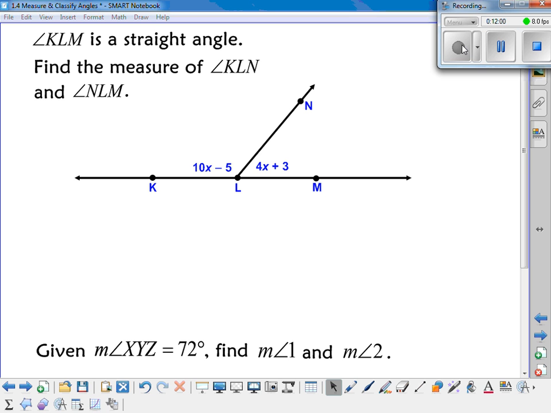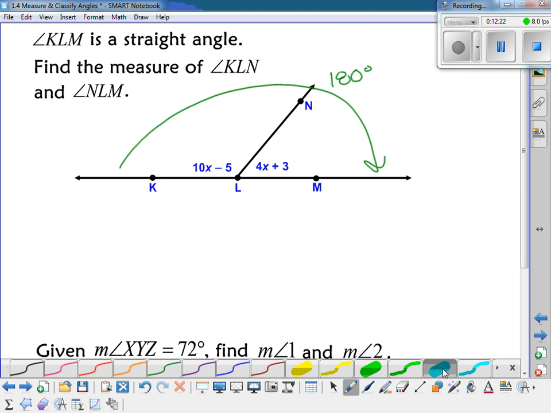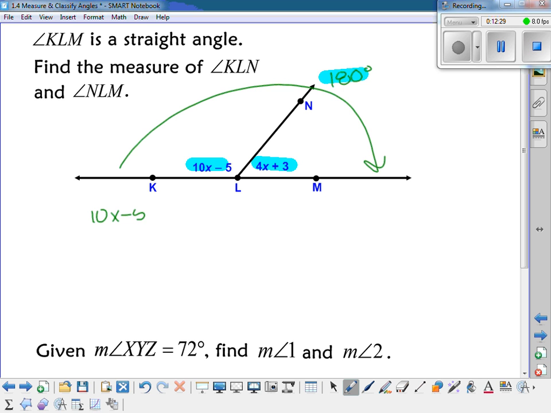Okay, so suppose you have a figure where you're given a straight angle. KLM is a straight angle, and we know that a straight angle is equal to 180 degrees. And we're going to find the measure of KLN and NLM. So first of all, this whole thing is 180 degrees, and these two pieces are going to have to add up to 180 degrees. So I set up an equation, 10x minus 5 plus 4x plus 3. That has to equal 180.